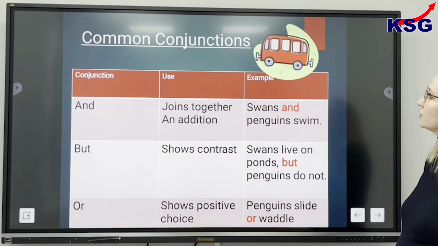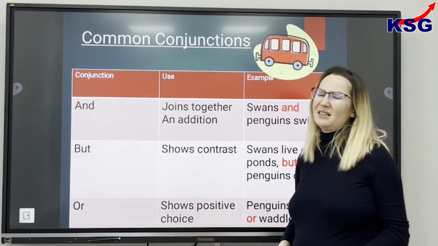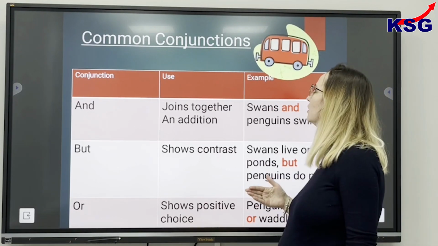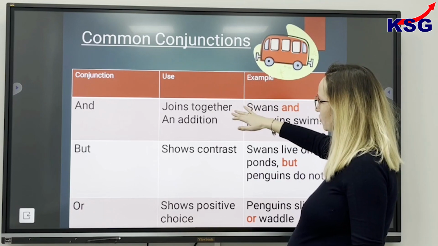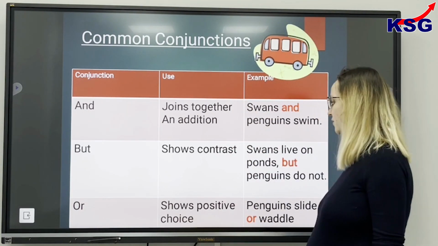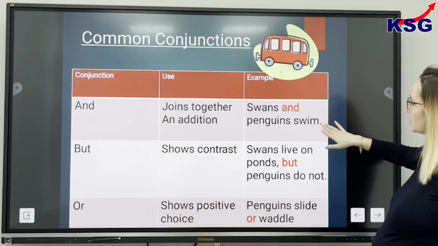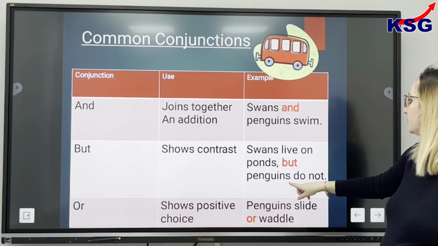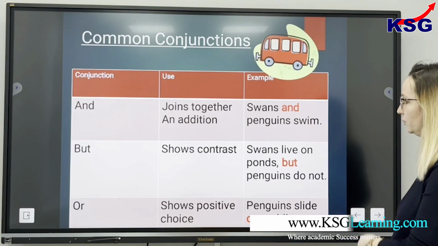Common conjunctions. You have and, but, and or. These are the ones that you are going to find more usually than the other ones. You use them: and joins together an addition, but shows contrast, and or shows a choice. For example: swans and penguins swim. Swans live on ponds but penguins do not. Penguins slide over water.